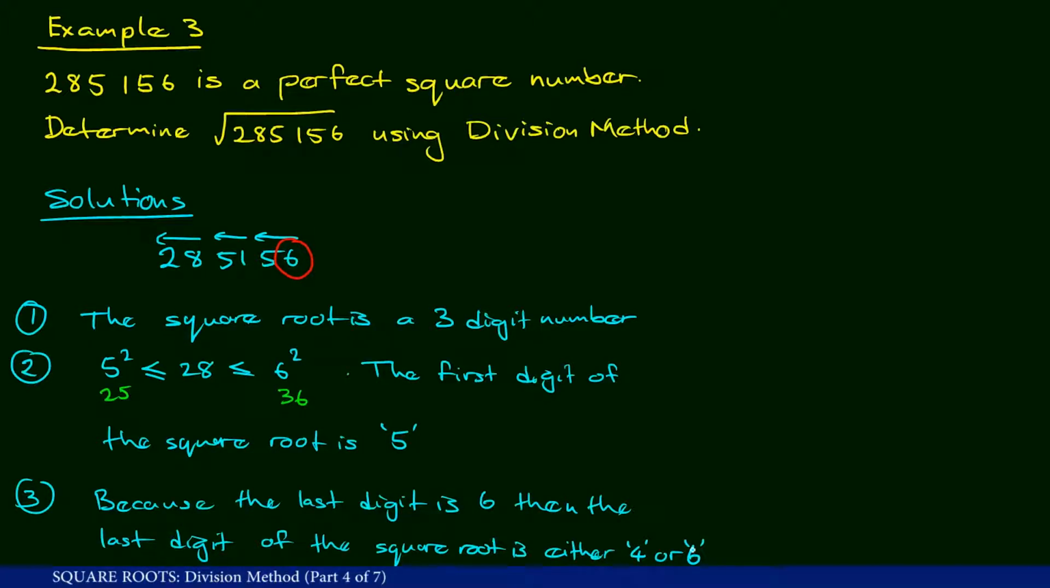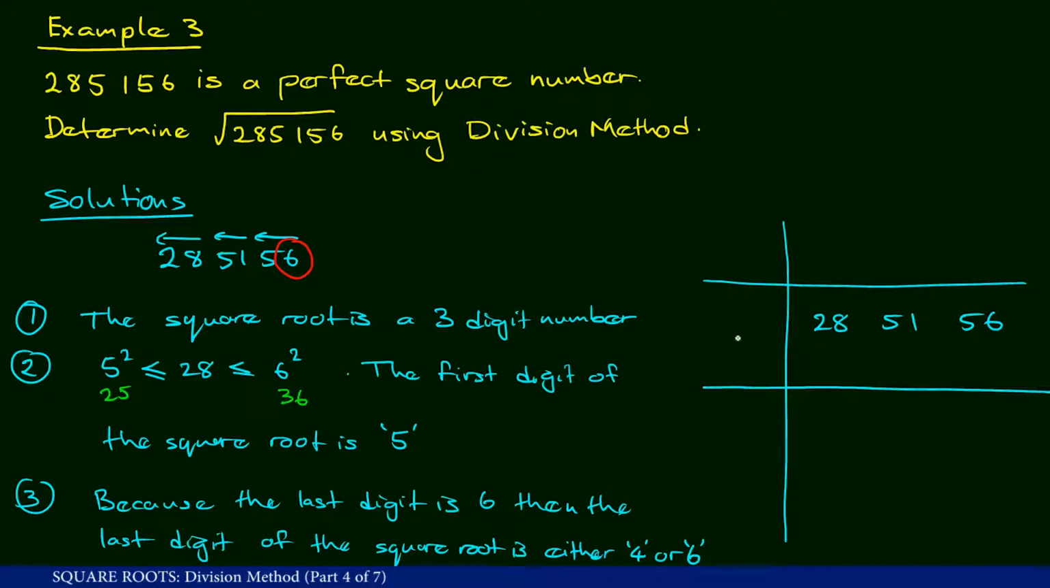So now let's begin our long division. So the pairs are 28, 51, and 56. So the first digit, remember, is going to be 5. So 5 times 5 is 25. The remainder is 3. Bring down 51 here. So this becomes our new dividend, 351.